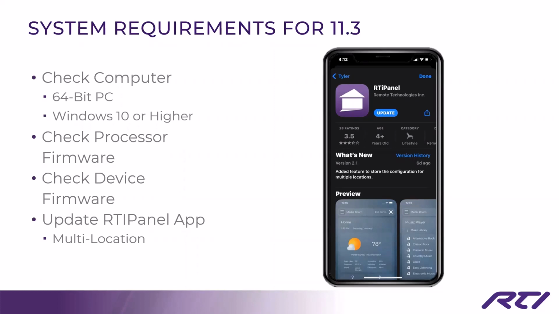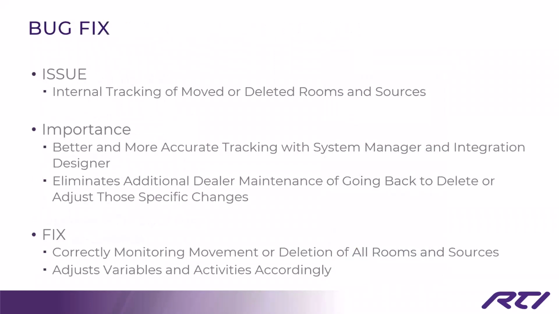Okay, one of the things I want to address right out of the gate is that we did do a major bug fix in this iteration. Normally I don't like to talk about the negative, but we're all about transparency. We want to make sure that you're aware of why we did this bug fix. The issue was that once it was put into a system, Integration Designer and System Manager had a hard time doing internal tracking of any device, or any sources and rooms that were moved around. It required you as a dealer to go back in and delete those and move them and then reallocate resources, and it really wasn't a good method.